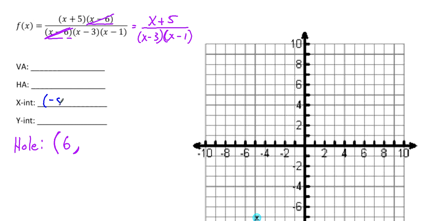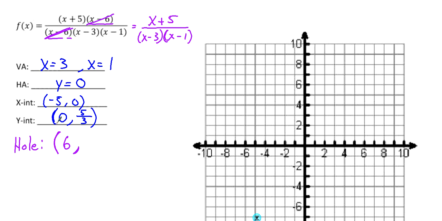So we have an x-intercept at -5, 0, a vertical asymptote at 3, and another one at 1. My horizontal asymptote, since the bottom is bigger, is automatically at 0. Then we plug in our y-intercept, and we get 0 plus 5, which is 5, over negative 3 times negative 1, which is 3. So positive 5/3.